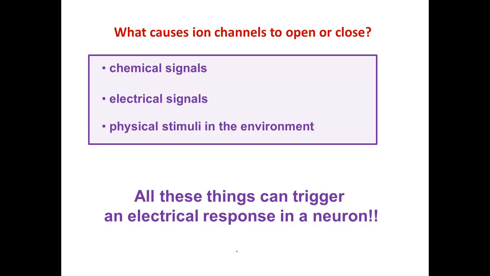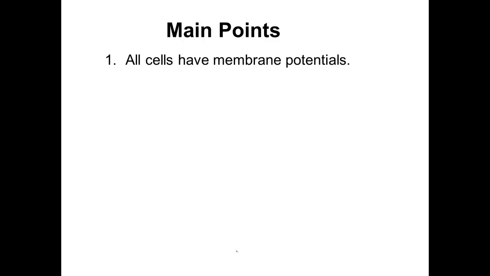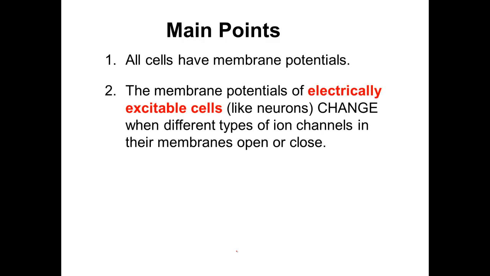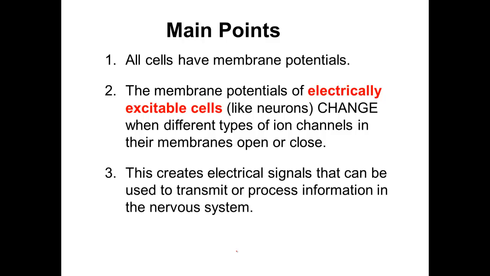Okay, so the main points, first of all cells have membrane potentials. The membrane potentials of electrically excitable cells, like neurons, change when different types of ion channels in their membranes open or close. And that creates electrical signals that can be used to transmit or process information within the nervous system.